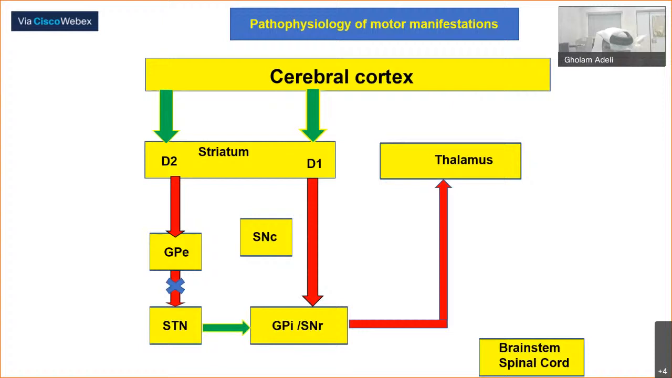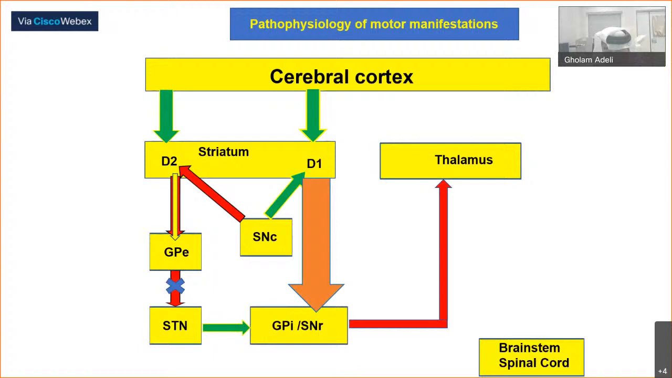They come in with stimulation of D1 and suppression of D2. When they stimulate D1, what happens? They magnify the job of suppression of the globus pallidus interna and substantia nigra reticulata. At the same time, they suppress D2, so D2 will not suppress the globus pallidus externa. What happens? The globus pallidus externa will be released, so it will put more pressure on the subthalamic nuclei.